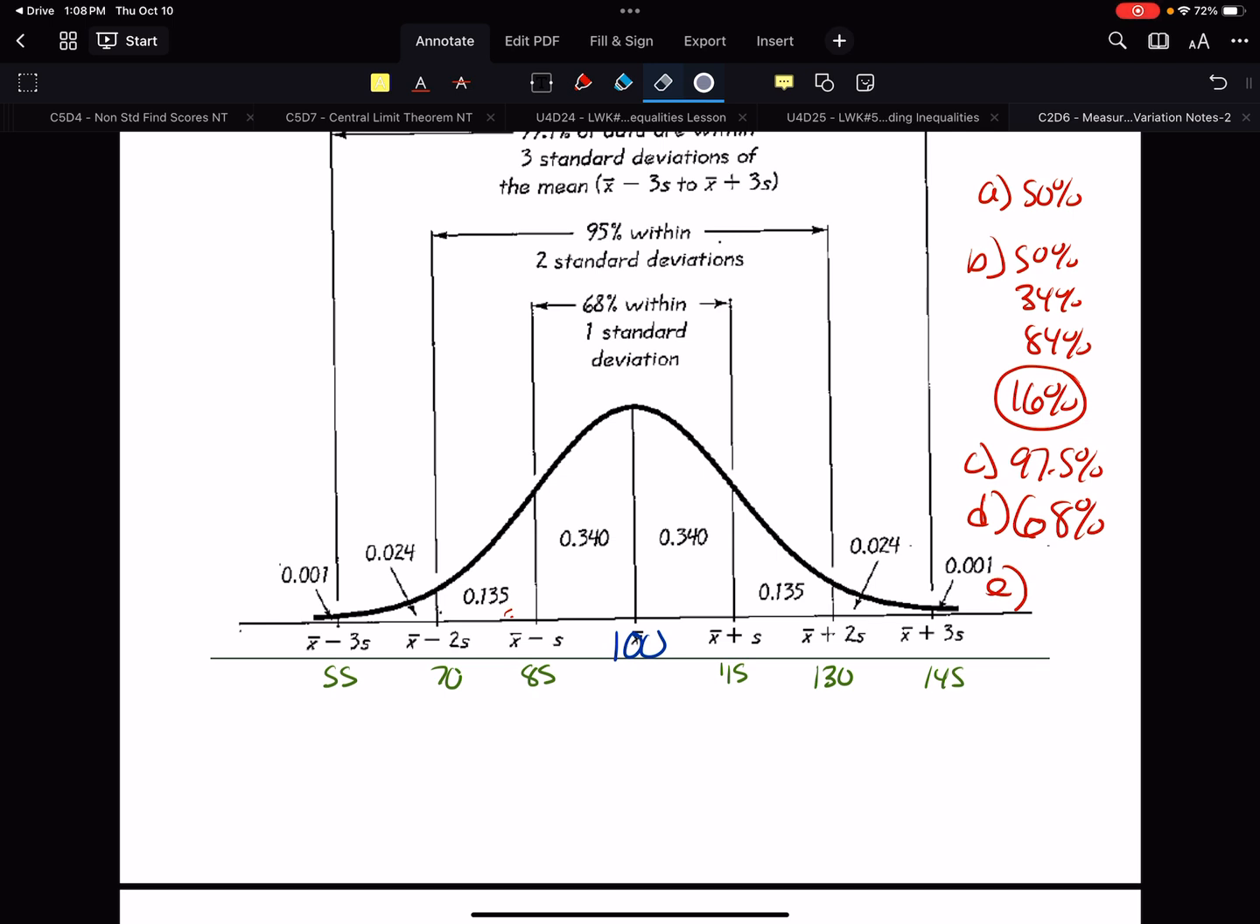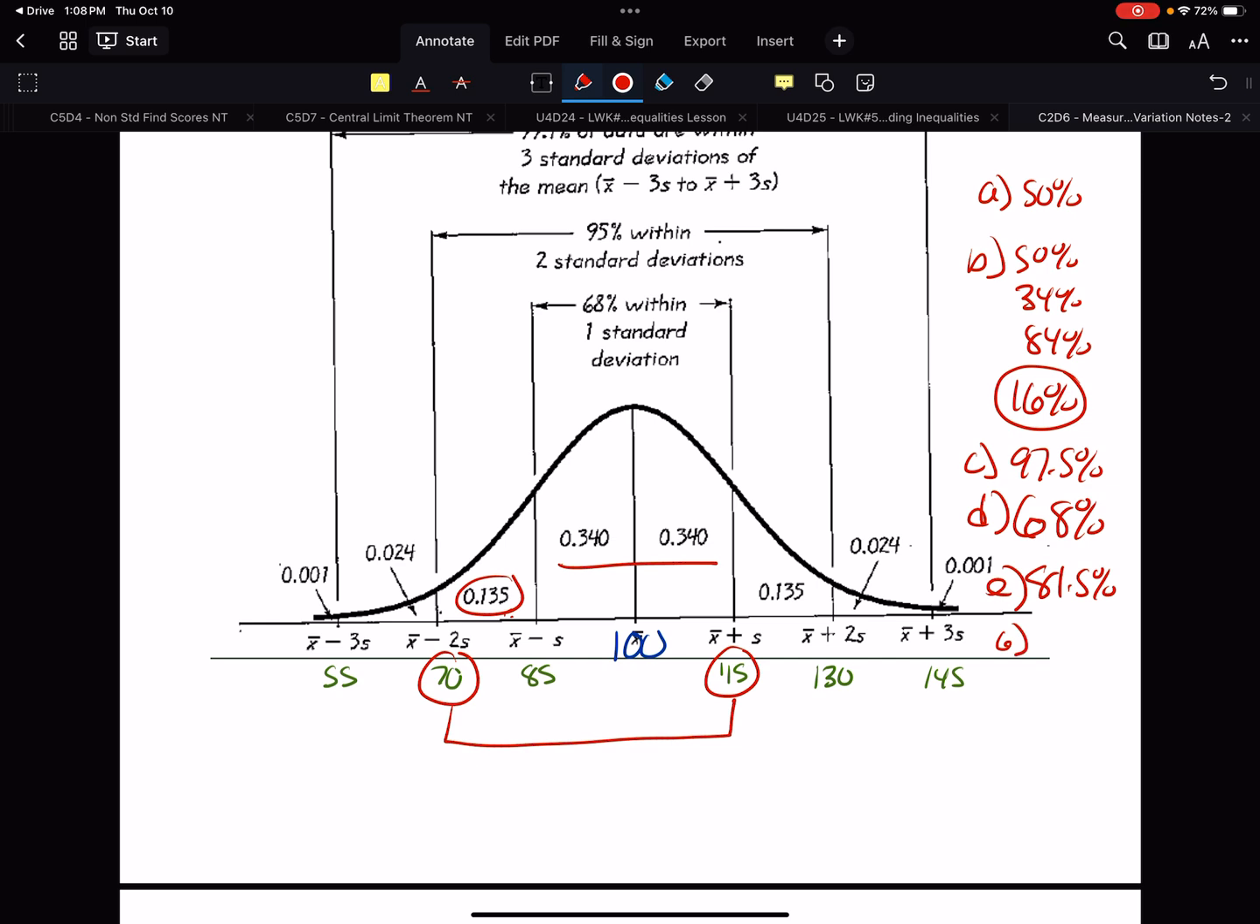All right, A, B, C, D, part 5. So we're talking now 70 to 115. All right, so 70 to 115. So obviously I got my 68% there. I got to add in the 13.5. So 68 and the 13.5, I got 81.5%.